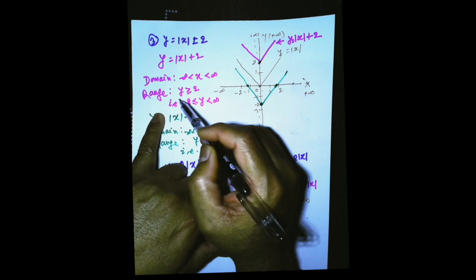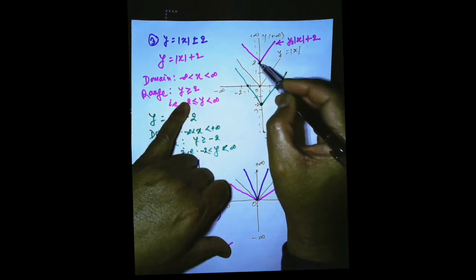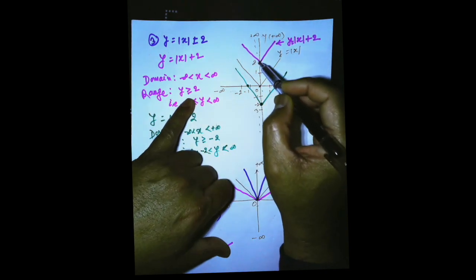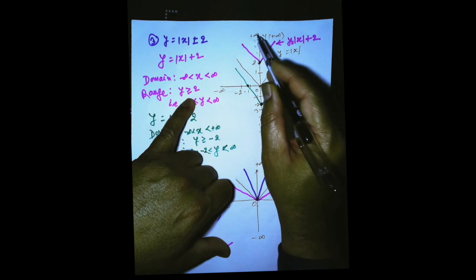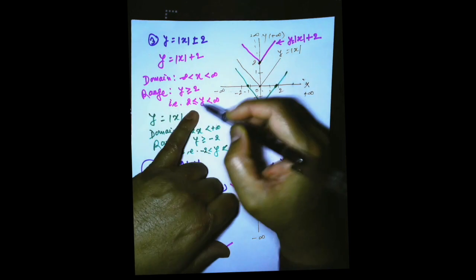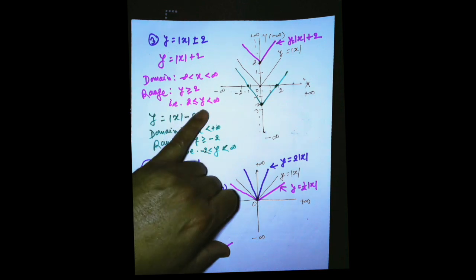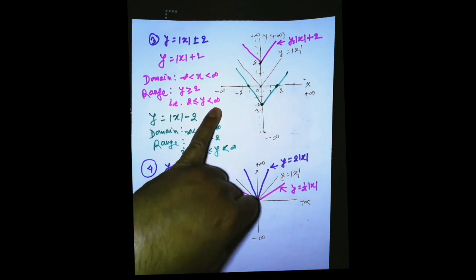But about the range, it starts from y equals to 2. That is, the minimum value of y is 2. Therefore, its range will be greater or equal to 2. Greater or equal to 2 means y will start to move from 2 towards infinity. And this can also be written as 2 less or equal to y less than infinity.